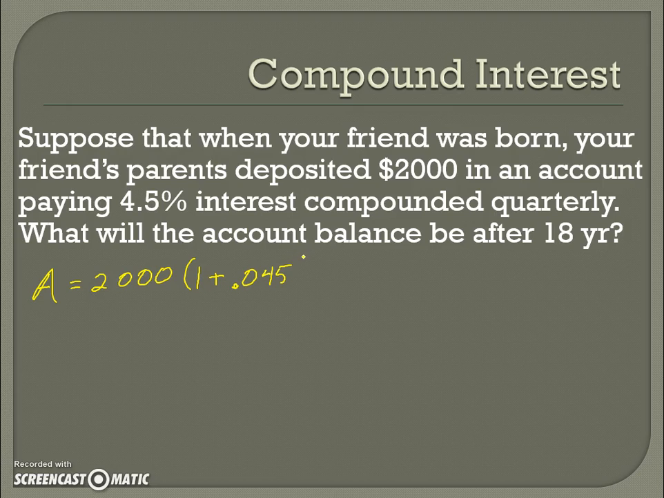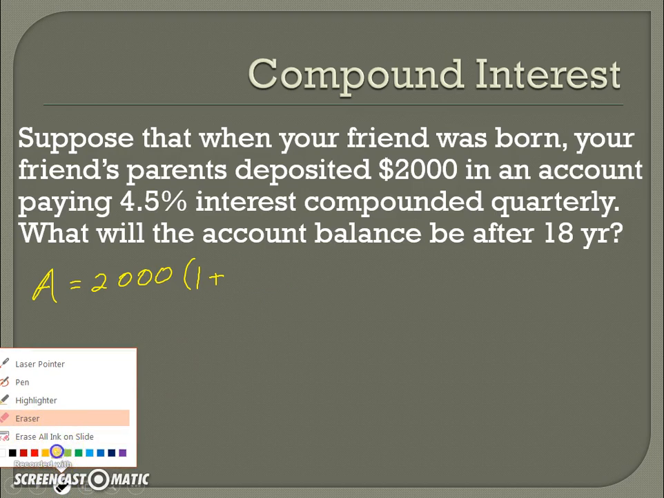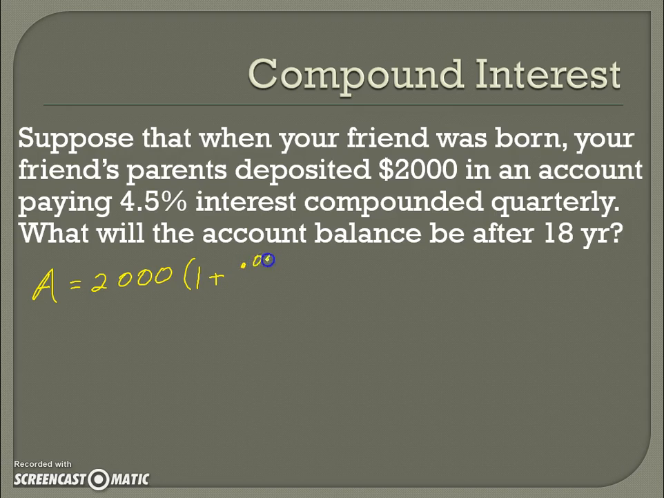And that whole thing is going to be, oh wait, I made a minor mistake. Let me fix this real quick. Forgot the quarterly part. All right, so 0.045 is my interest rate divided by n, which is the number of times interest is compounded, quarterly here. So that's going to be a 4. And then that whole thing is raised to the 4 times how many years, which in this case is going to be 18.